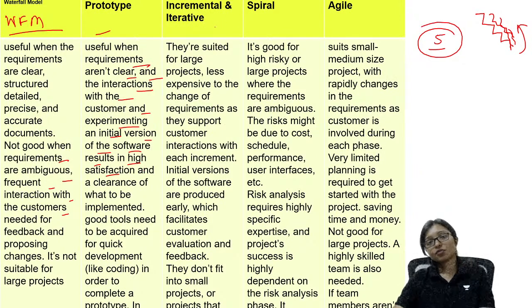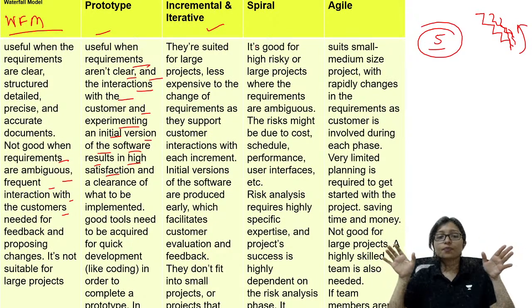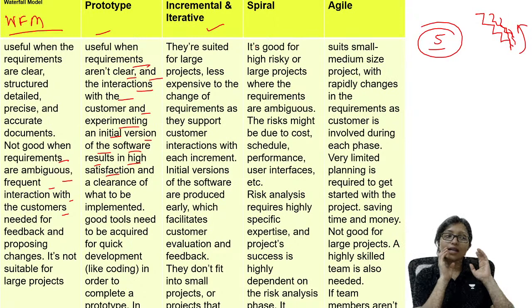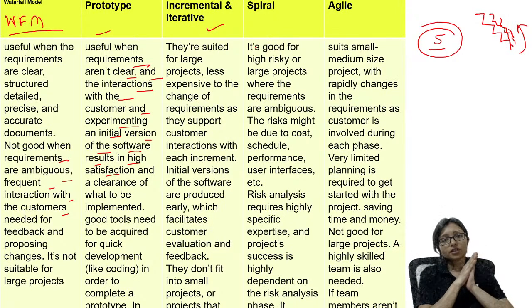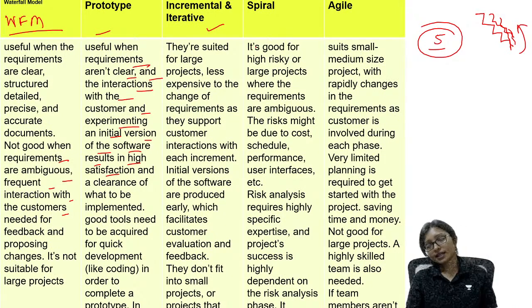Incremental and iterative. What is the main difference between incremental and iterative? Main difference is that in incremental, we do the small part first. Out of 10 units, first I will do 5 units, after that the next 5 units, according to our target. These units are important, that's why I am going to do these first 5 units, then I will do the next 5 units. That is called the incremental model.